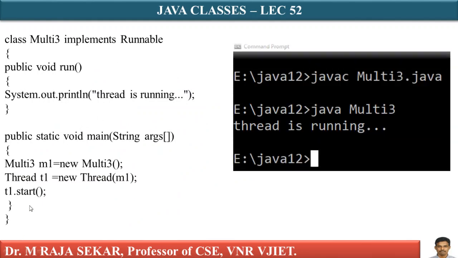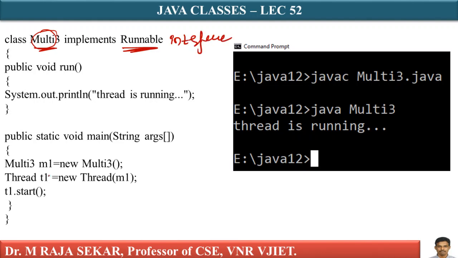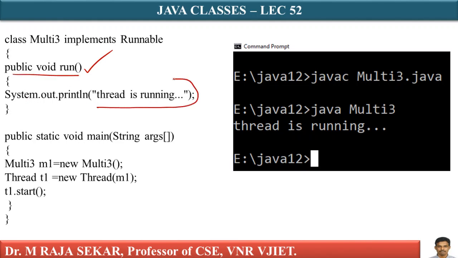Just see what this one says. It is a simple and straightforward program. Class multi3, whichever name you want you can keep. This is my class. One class must implement an interface. What is that interface name? The runnable interface. Class multi3 implements runnable. We discussed that this interface has only one method, that is public void run. I am keeping a simple message, thread is running.